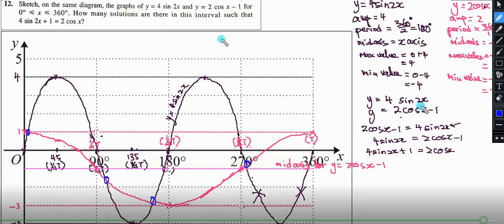But in this question, it's not asking you for those 4 points. It's just asking you how many points the two curves will intersect. So basically, the answer in this case is equal to 4 solutions. Okay, that's it.